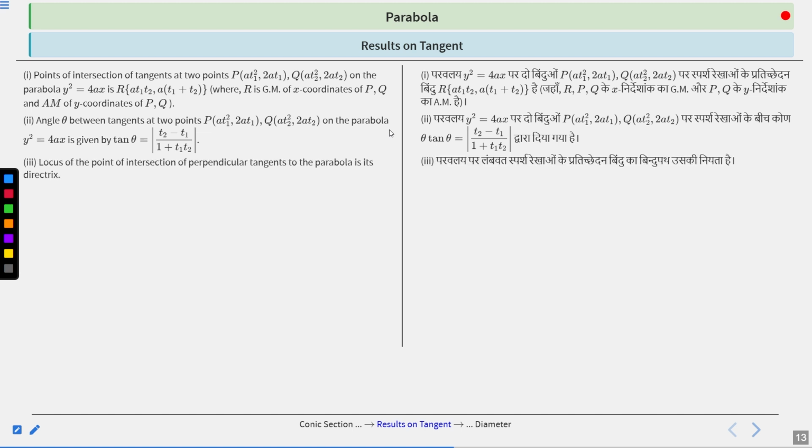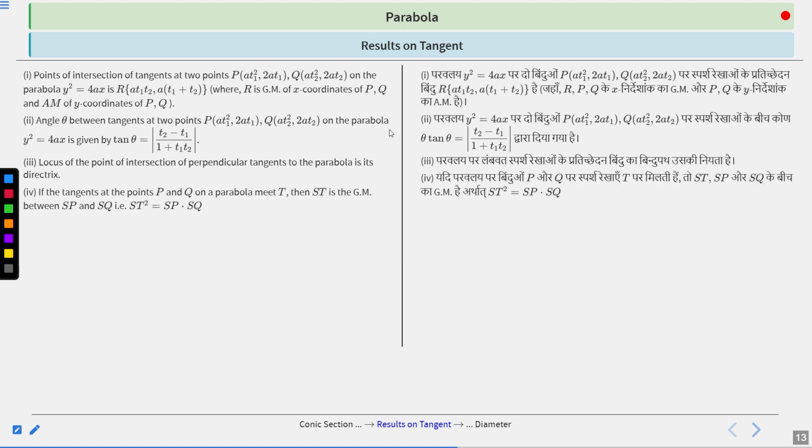Now, the locus of the point of intersection of perpendicular tangents to the parabola is its directrix. So, from the directrix, if we draw tangents to the parabola, then these tangents will be perpendicular to each other. Next, if tangents at points P and Q on the parabola meet at T, then ST is the geometric mean between SP and SQ. That is, ST square is equal to SP into SQ.